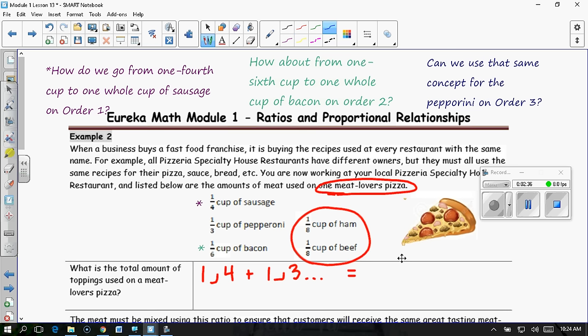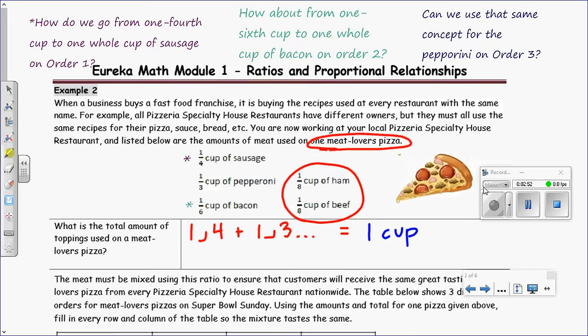Okay, when you added up all 5 ingredients, did you get 1 cup? That might have looked weird on your calculator. You're thinking, I just typed in all those numbers and it gives me the number 1. Yes, you did it correctly if you got 1. Okay, now what we want to talk about is using that ratio for different sized orders.